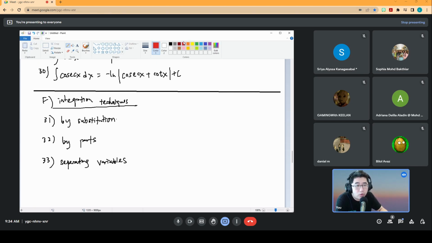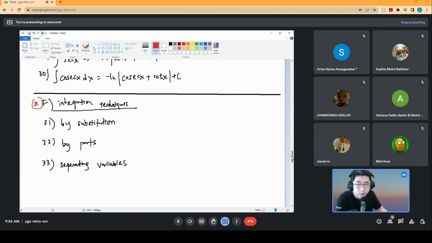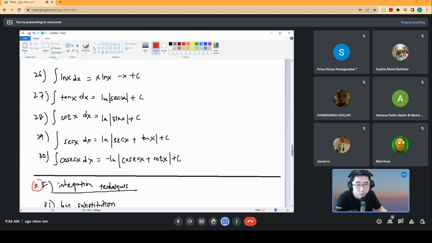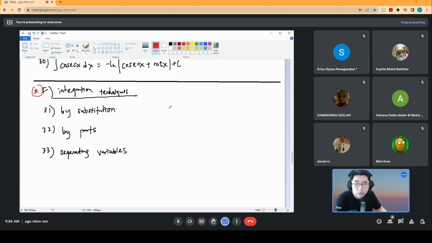Your exam question will be focused on F, because when it comes to F, we assume students already know the previous 30. So this is integration technique. Then section G, we have application.